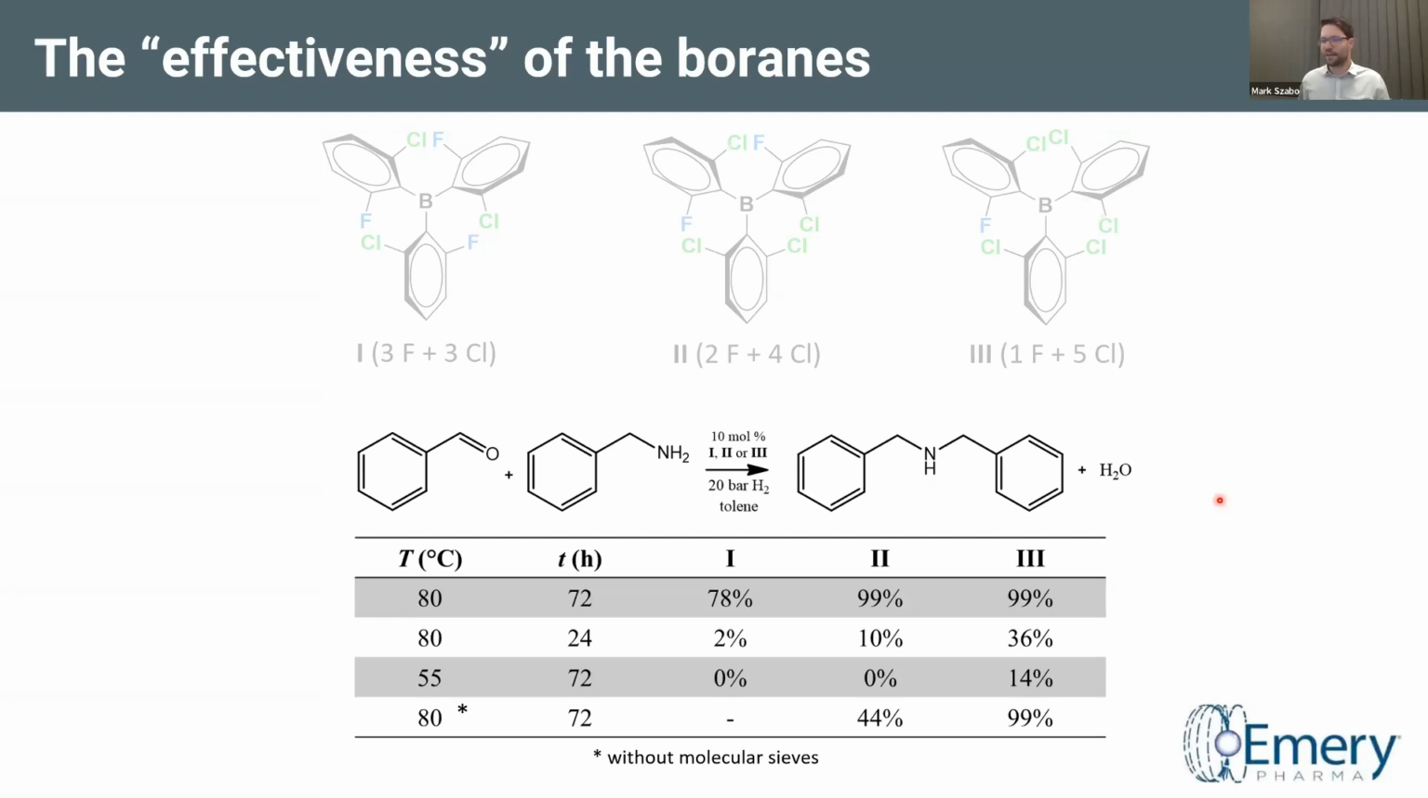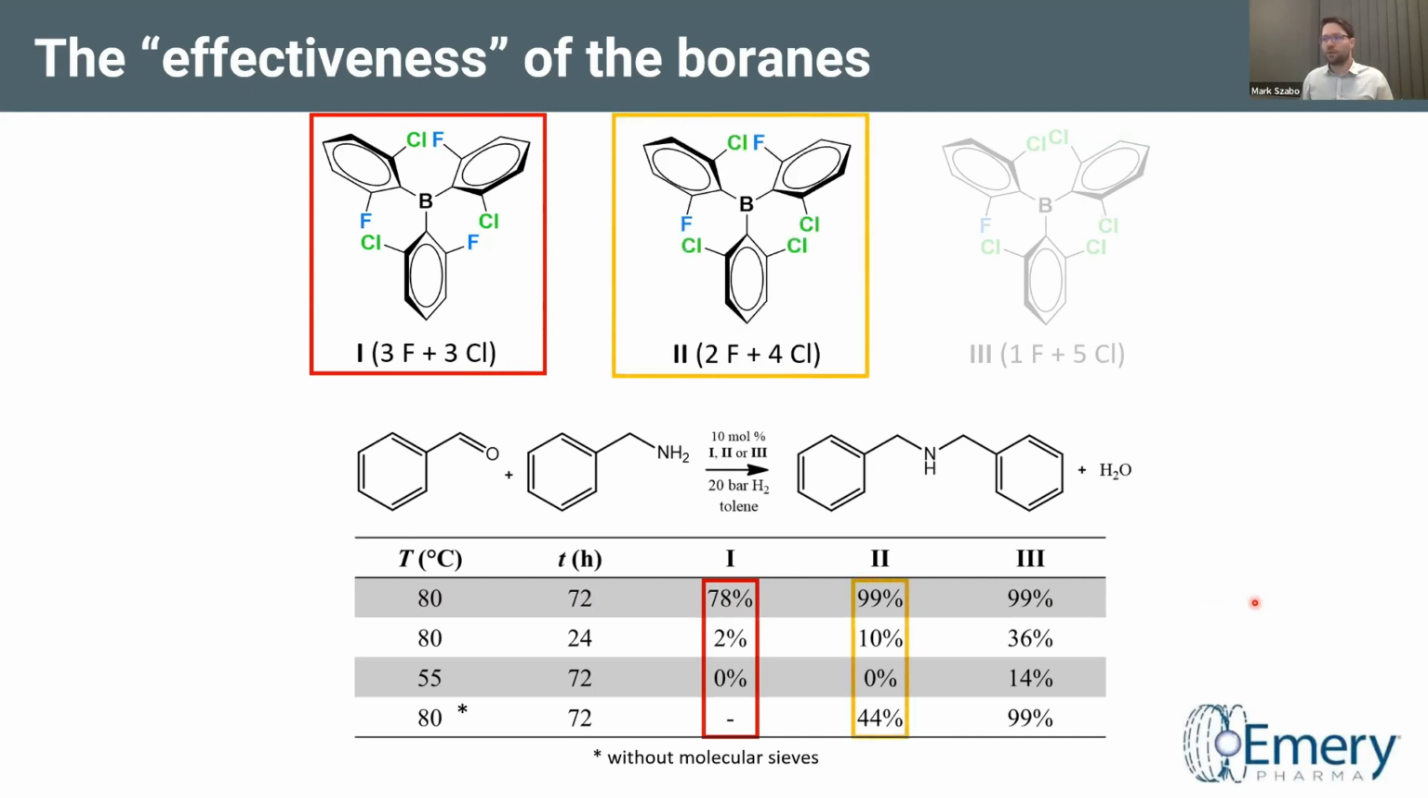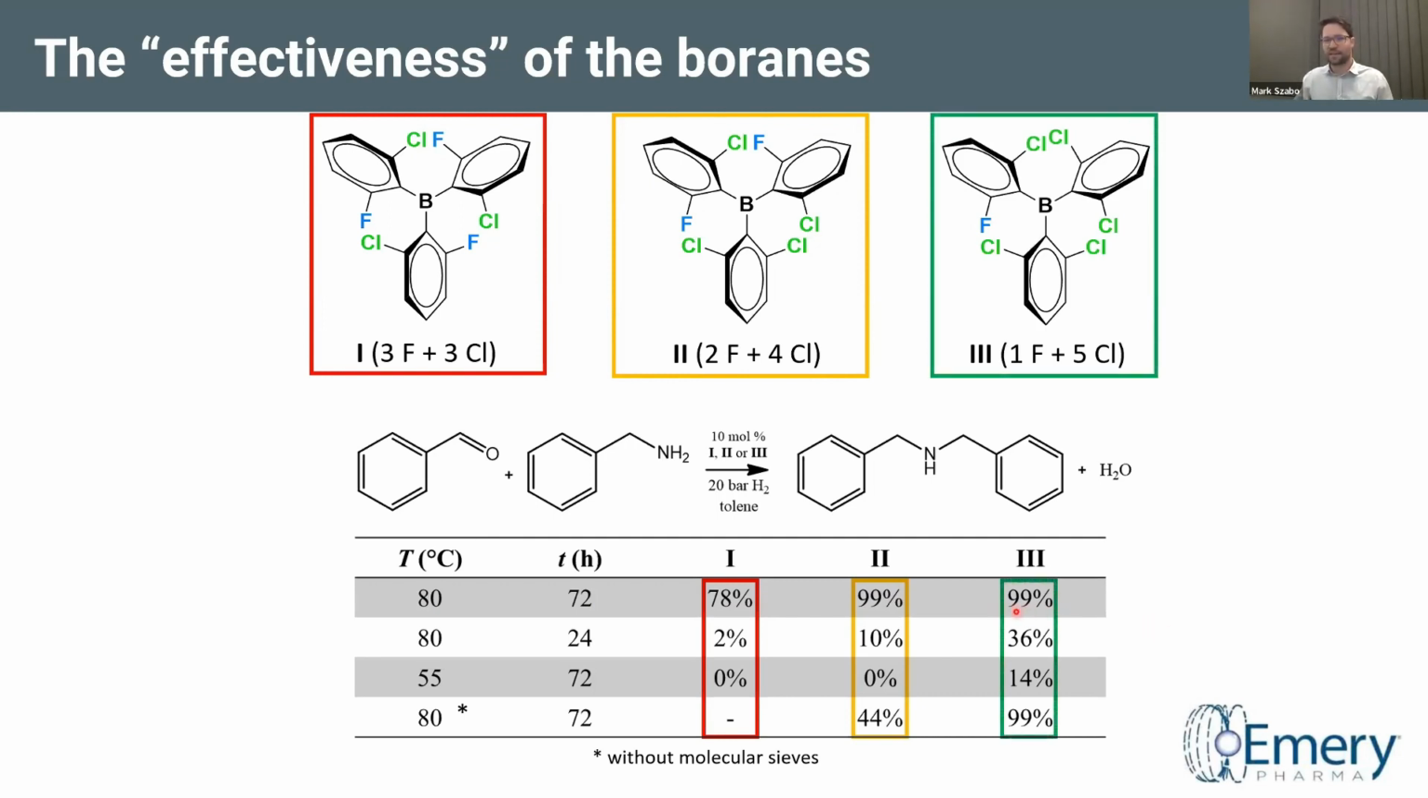And here you can see in the table the results of the test. The first molecule with the 3 fluorines performed pretty well, we can call this well: at 80 degrees in 72 hours, the conversion was 78%. The second one, which had fewer fluorines and more chlorines, performed even better, 99% conversion. And the third one performed just as well, 99%, but as you can see, it worked even when there were no molecular sieves in the system.